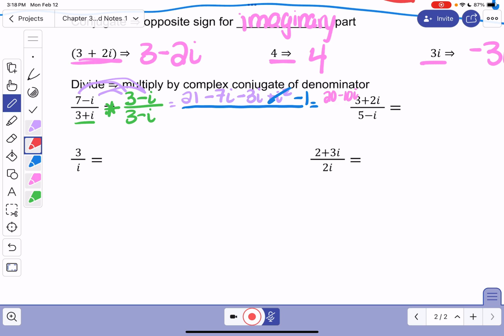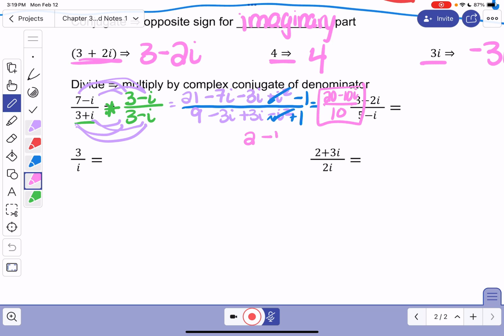Now we do the bottom. 3 times 3 is 9. 3 times negative i is negative 3i. i times 3 is 3i. And i times negative i is negative i squared, which would become positive 1 because of that negative. And 9 plus 1 is 10. So we have that answer. All of the parts are divisible by 10. So 20 divided by 10 is 2, and 10 divided by 10 is 1. So this is the same as saying 2 minus i.